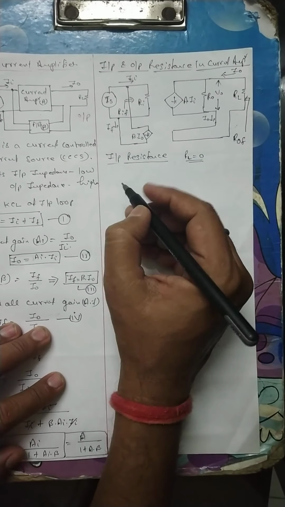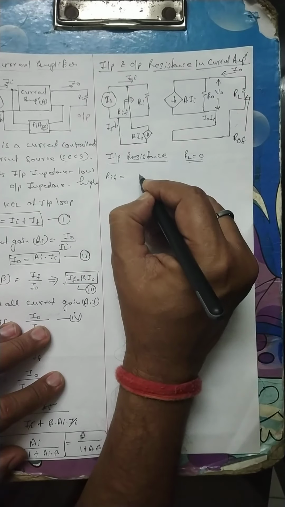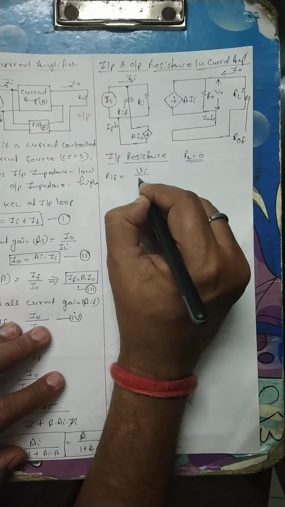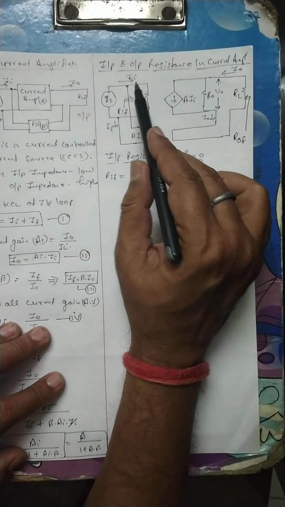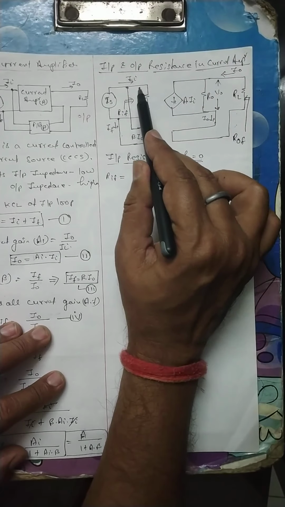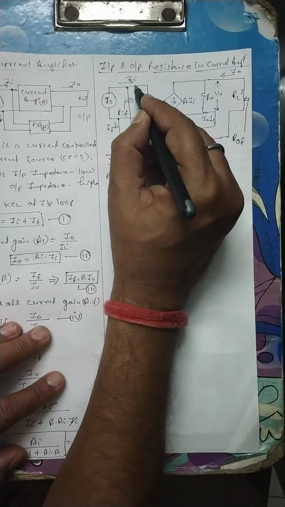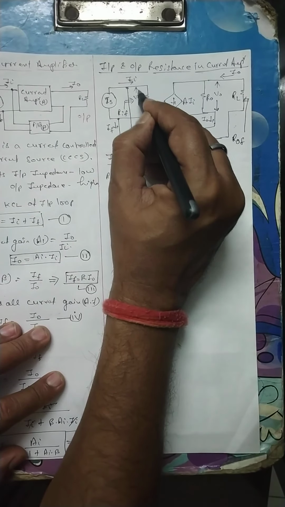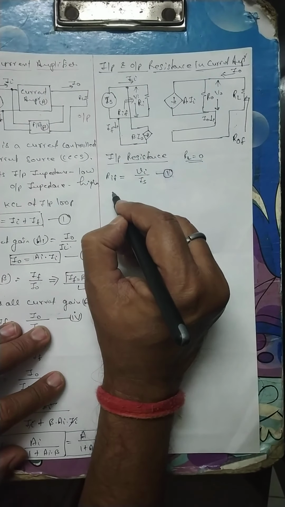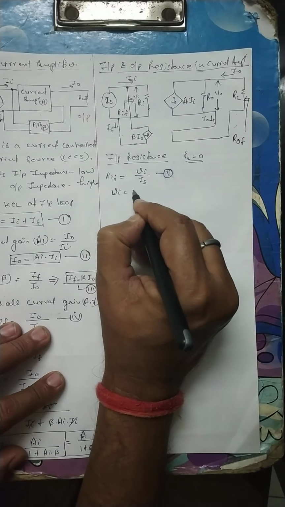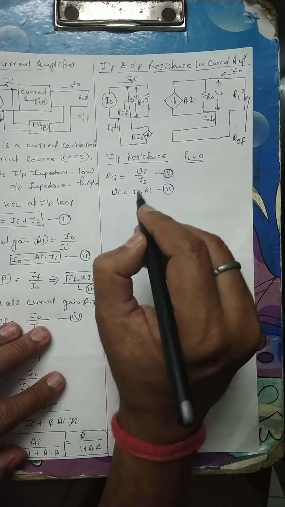Again, from the input side, RIF is equal to VI upon IS. This will be equation number 1. From here we can see what VI is. VI is equal to II into RI. Here, VI is the voltage from here to here. So VI is equal to II into RI. It will be equation number 2 now.